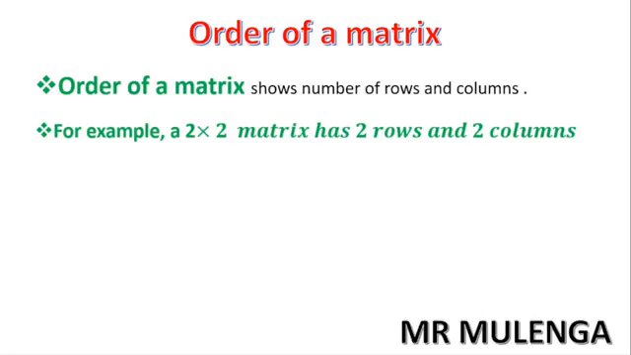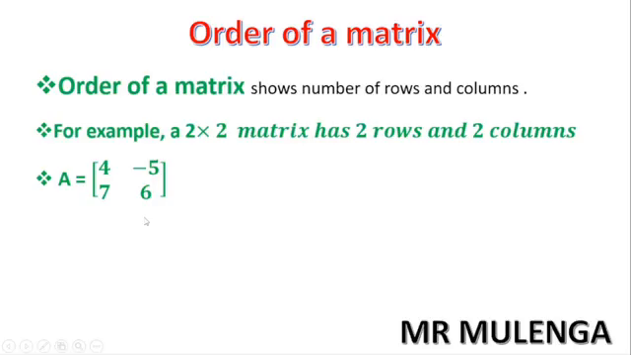For example, if you have a 2 by 2 matrix, the first 2 shows the number of rows and the second 2 shows the number of columns. So this matrix has 2 rows and 2 columns. For example, you have matrix A, you can see. Here we have the rows. So 4 and negative 5 is row 1, 7 and 6 is row 2, then 4 and 7 is column 1, negative 5 and 6 is column 2.